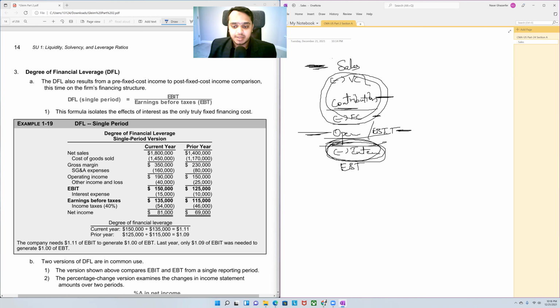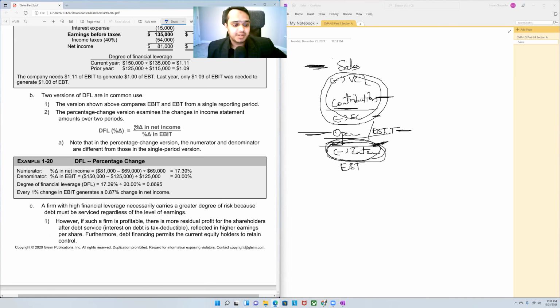So if you just see in here, interest is the main factor. Now, when interest is the main factor, you just see EBIT divided by earnings before tax. Now, that's for a single period. Now, when we have to do the second version of it, what would it be?